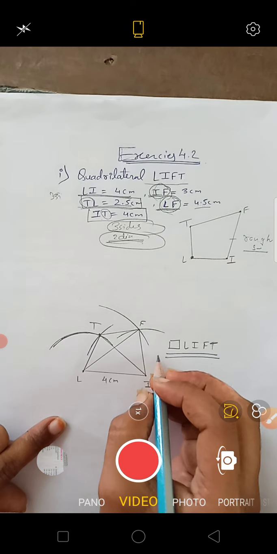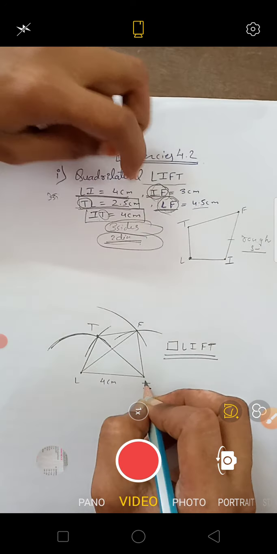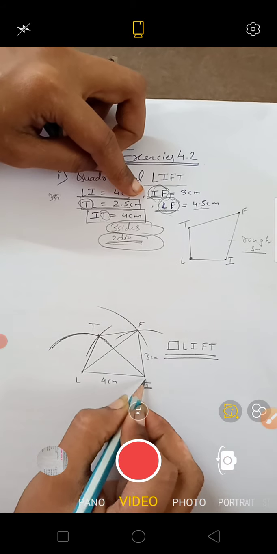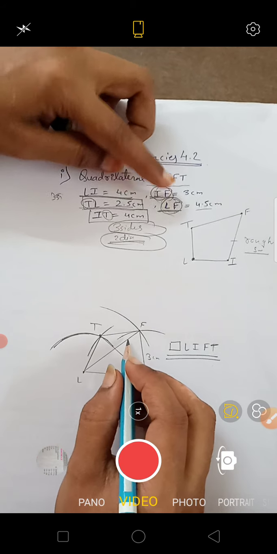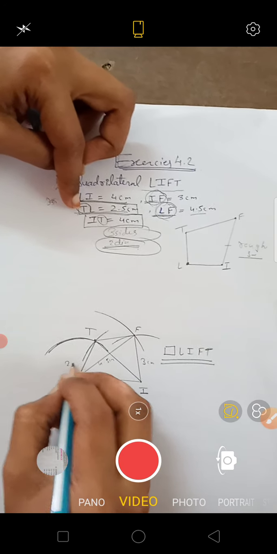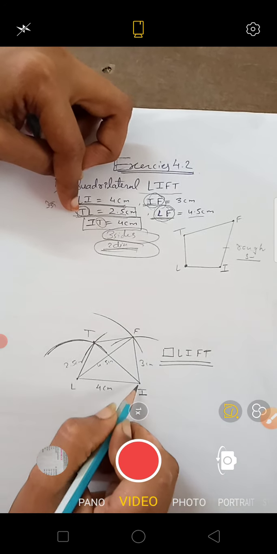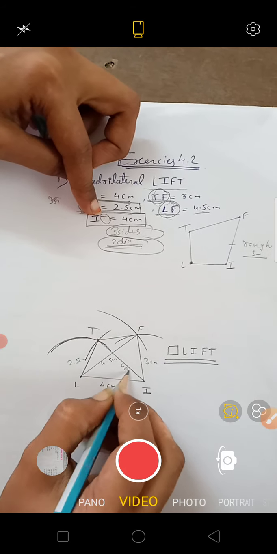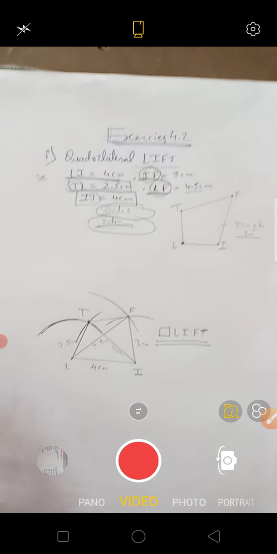So we write the measurements. Here we construct IF 3 centimeter, then LF 4.5 centimeter, LT 2.5 centimeter, and then IT 4 centimeter. And this way we construct the quadrilateral.